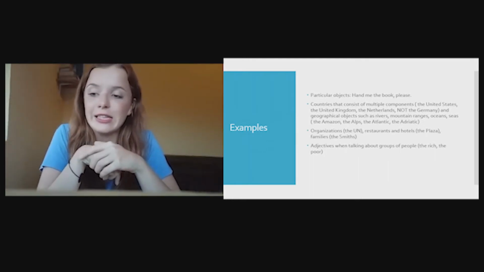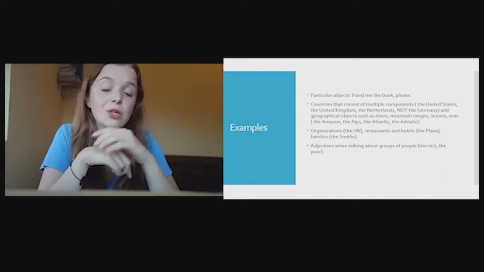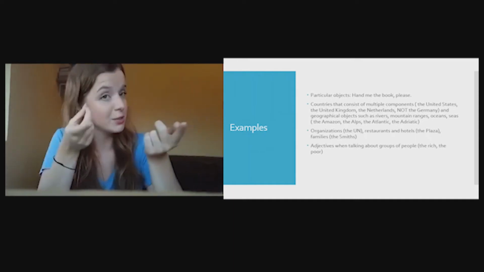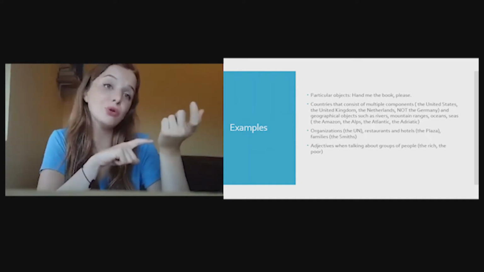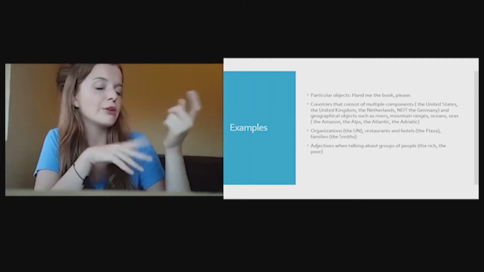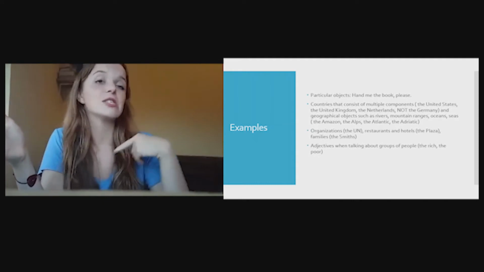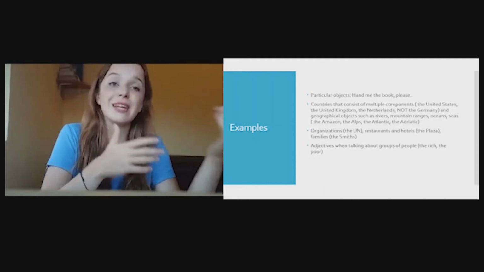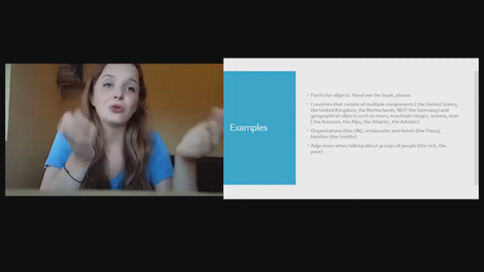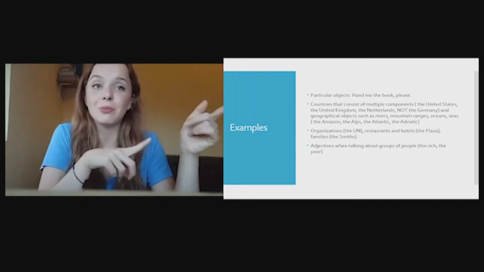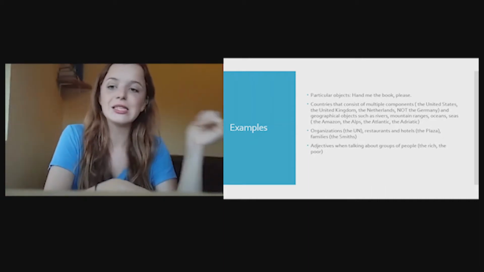Countries that consist of multiple components. So we use it with countries that consist of multiple components or have a plural noun in the name of the country, such as the United States or the United Kingdom or the Netherlands. But we do not say, for example, the Germany.